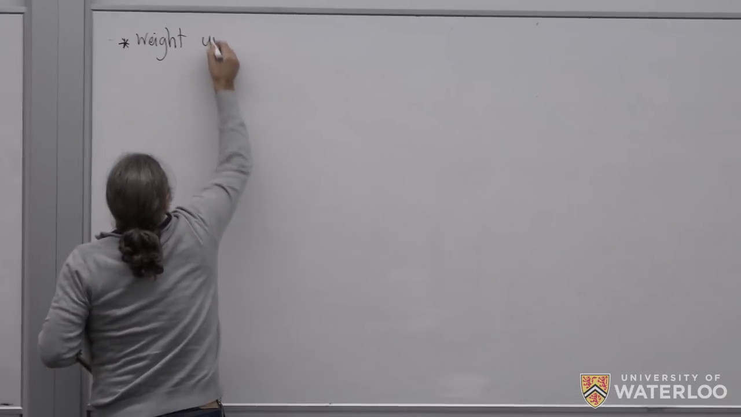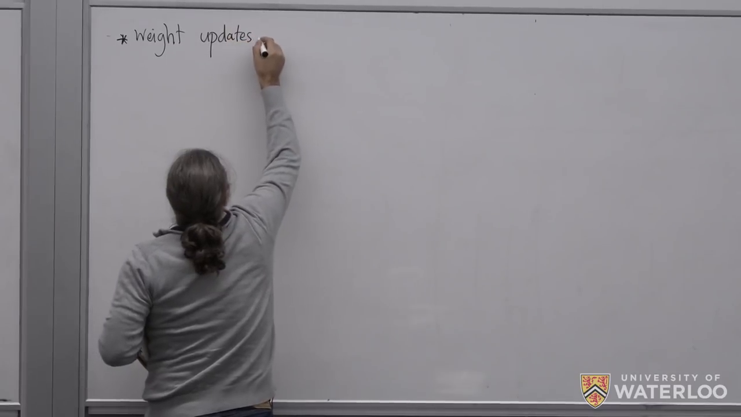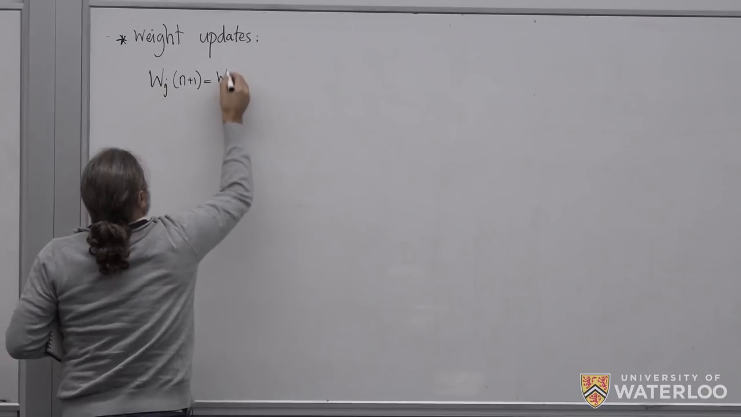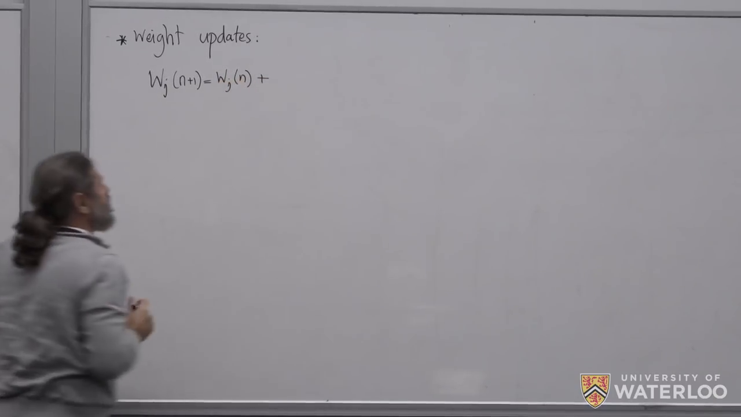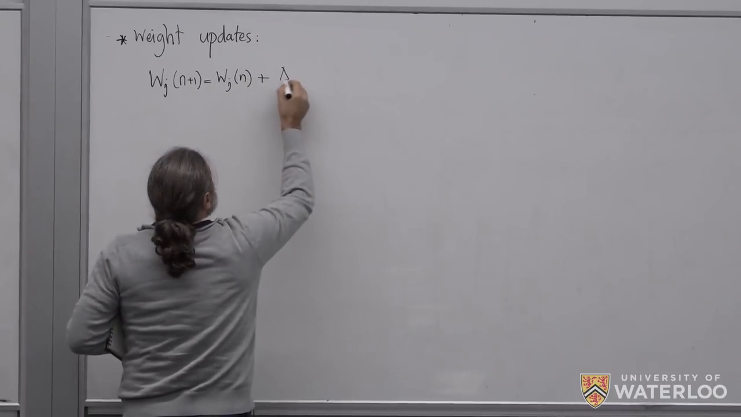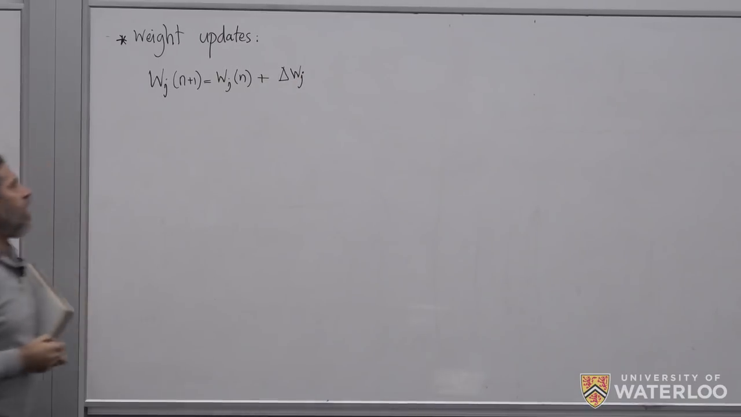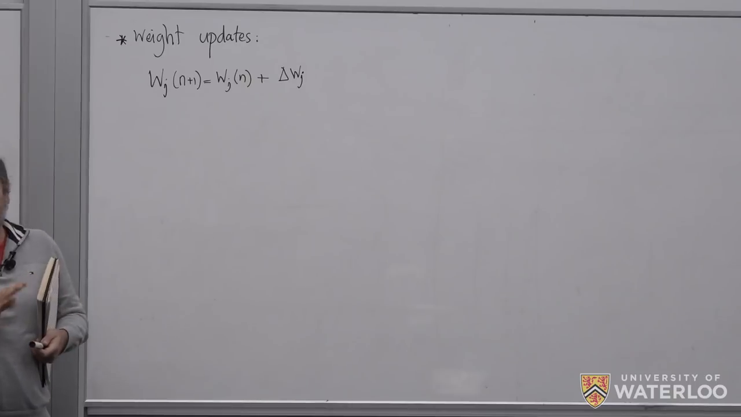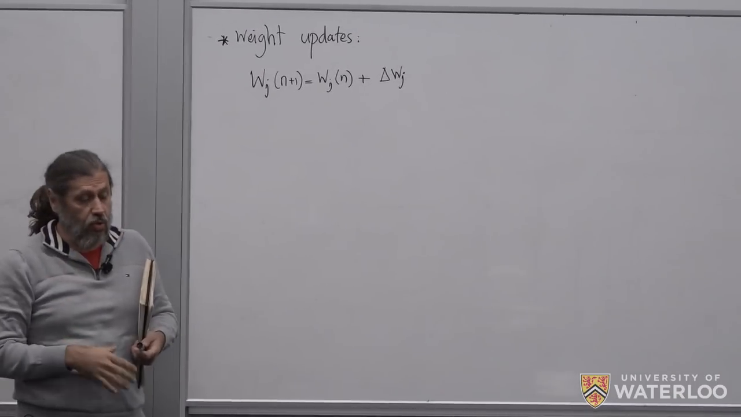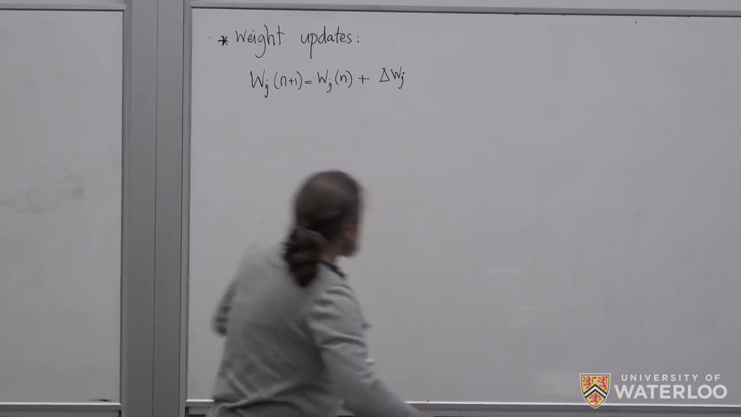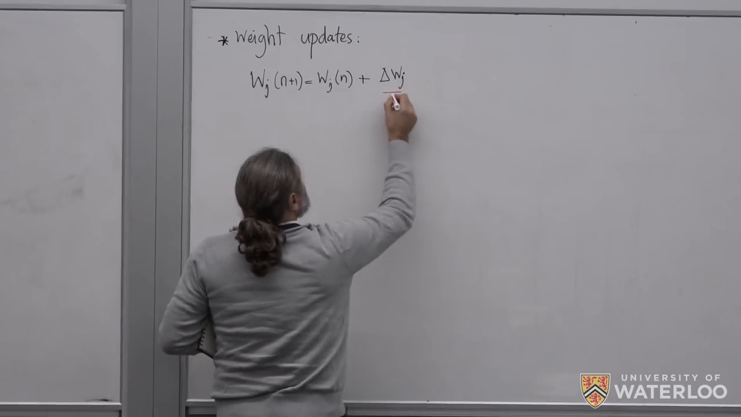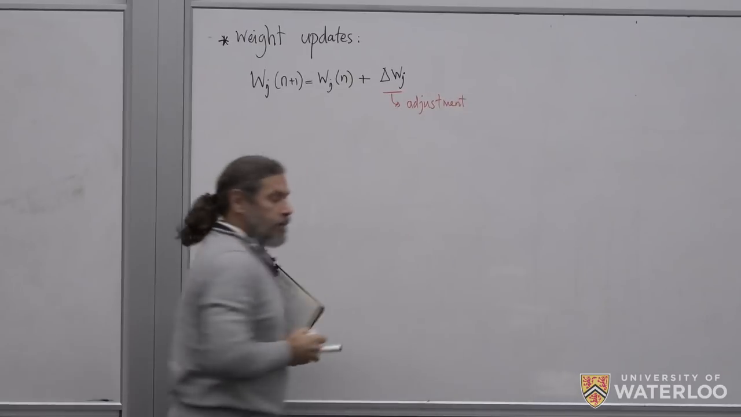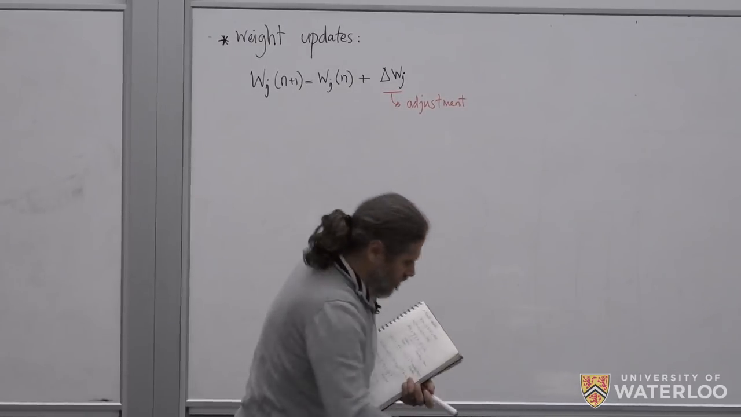Weight updates, which is for every neuron at the iteration n plus 1, I have to adjust the weight using what was before, or what is now, plus a little bit of change, delta w_j. So we will not go much into detail on this today because we still don't know the neural networks. But this will be the adjustment that is supposed to make many techniques intelligent.